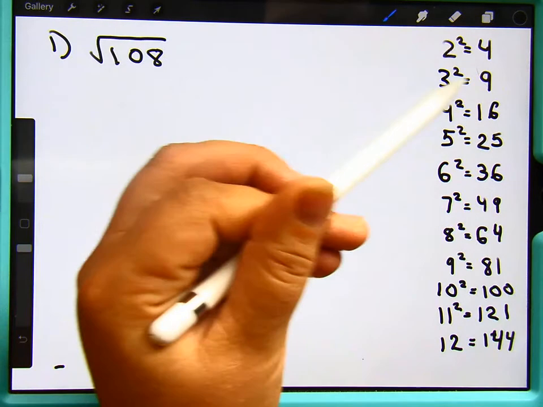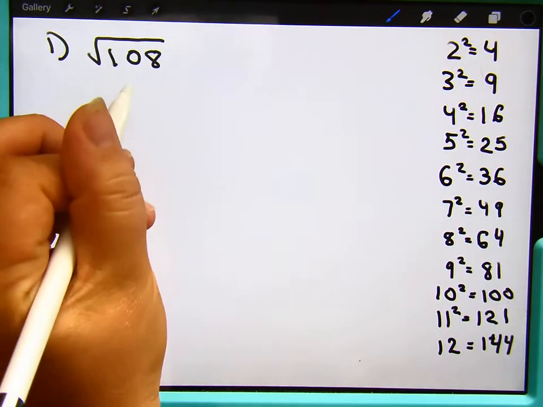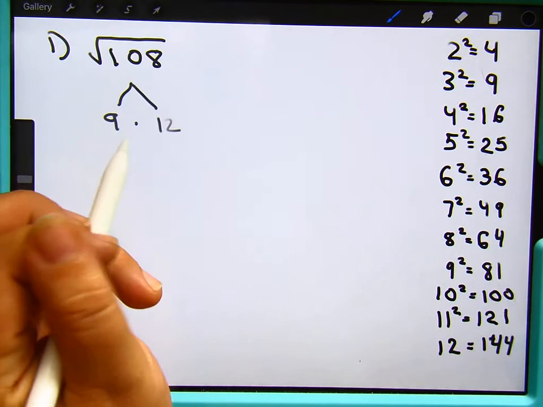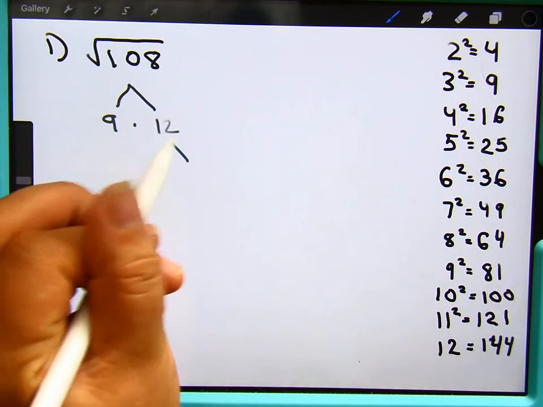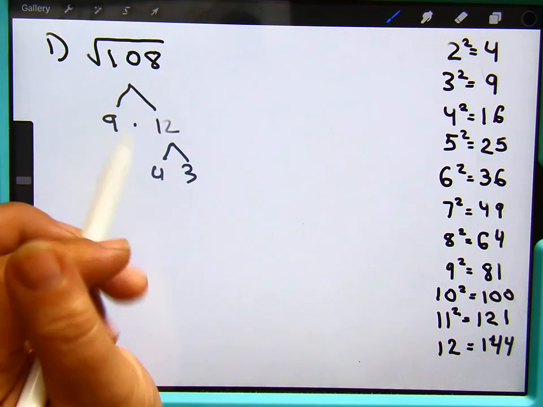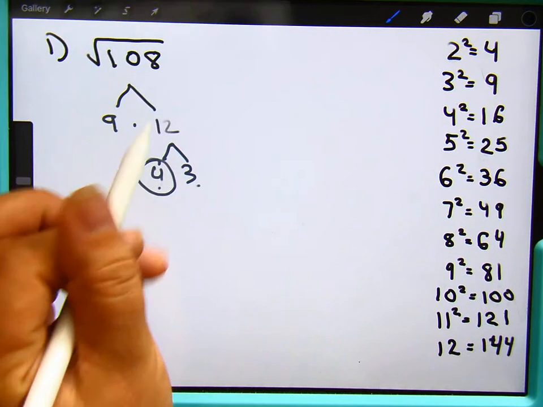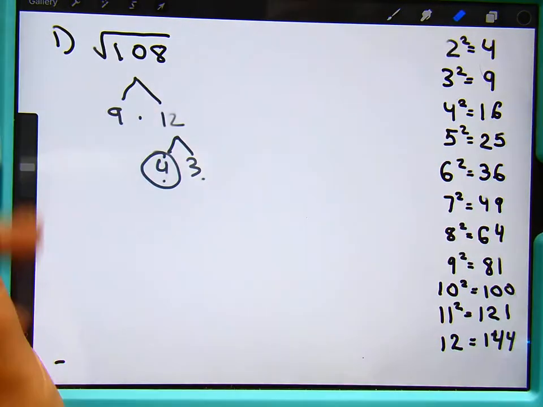So what about 9? Can 9 go into 108? 108 divided by 9 gives you 9 times 12. But 12 can still be reduced into 4 times 3. So again, that is not as simplified as it could be. That's not my largest number that can go into it.